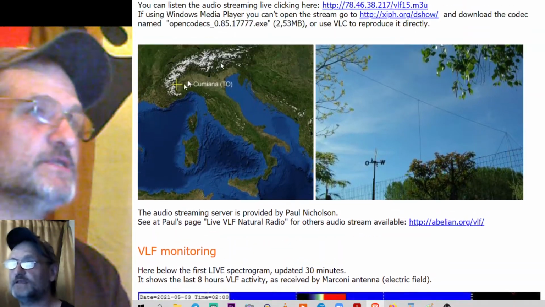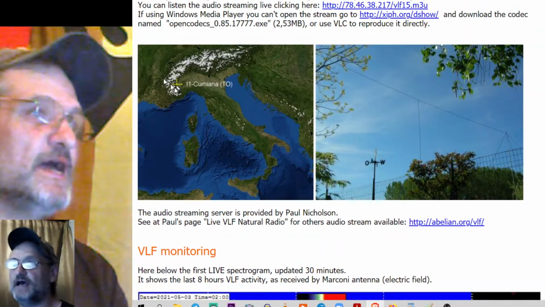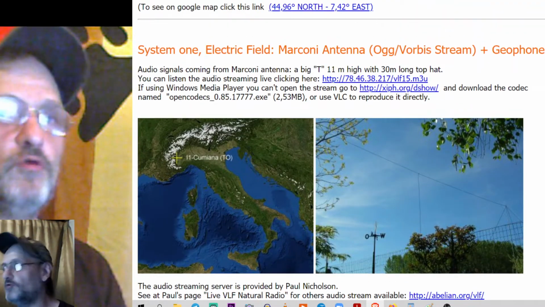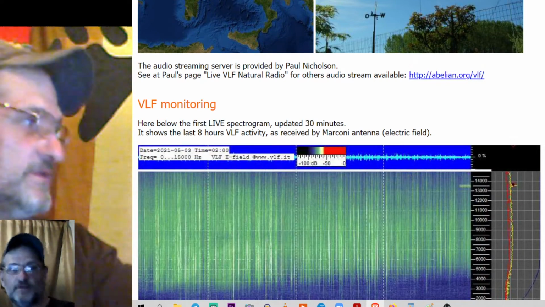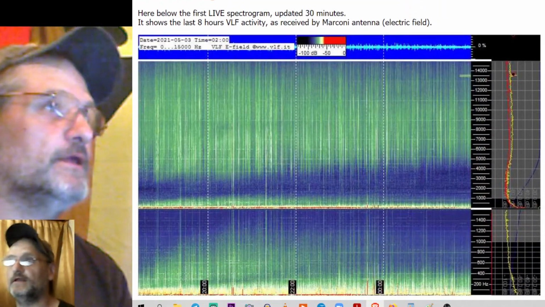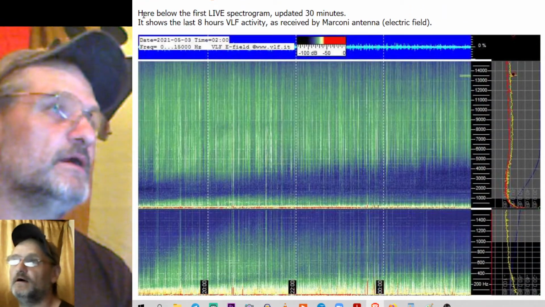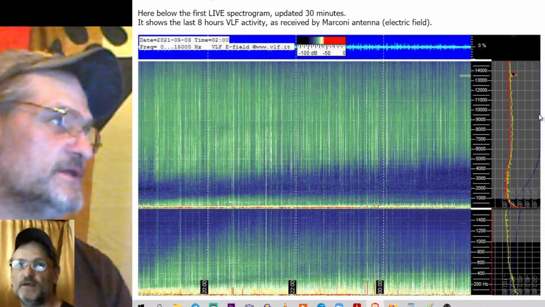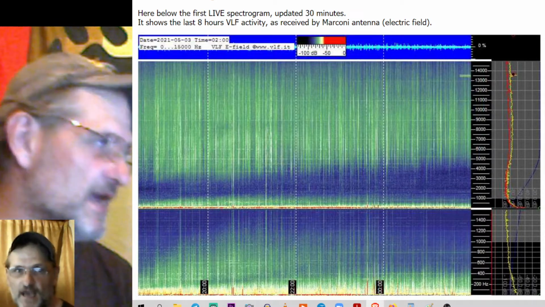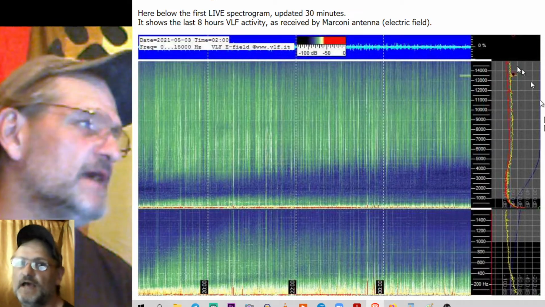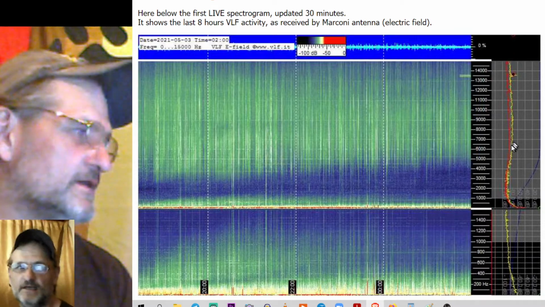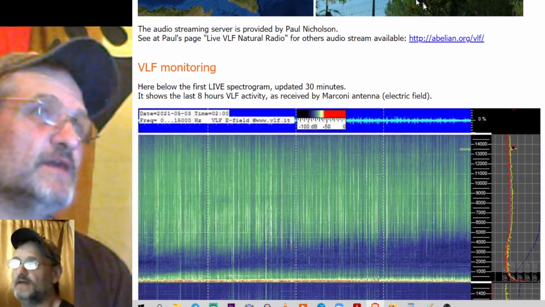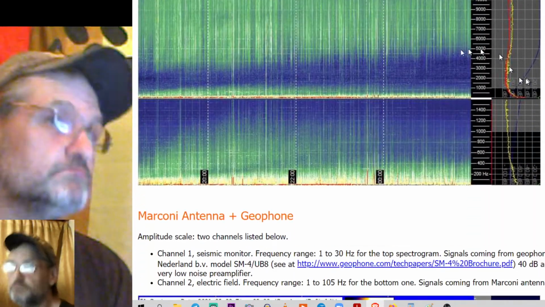All right. So that's the location. That's where the antenna is at, the location, geo, you could find on a Google map. So I'm just giving you the once-over of what we're looking at here. All right. VLF monitoring. Here below, the first live spectrogram updated every 30 minutes. It shows the last 8 hours of VLF activity as received by the Marconi antenna, electric field. And we just showed you that's the Marconi antenna type. Now, that's the directional for the wind.